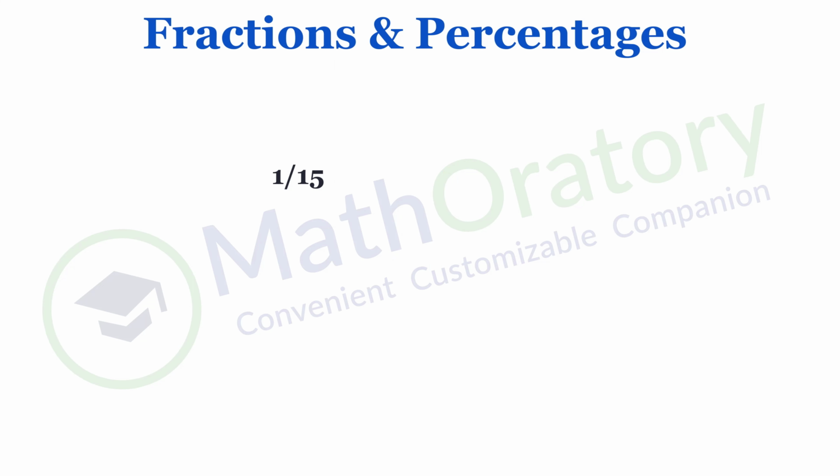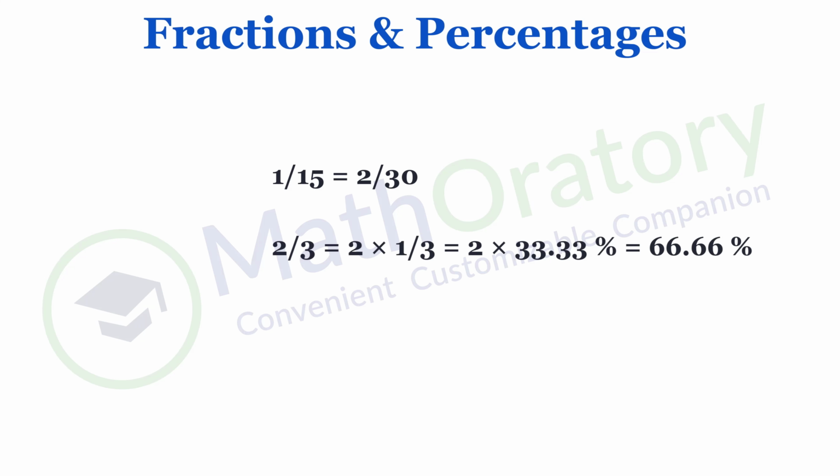What about 1 by, let's say, 15? देखो 1 by 15 ऊपर नीचे double कर दो. So what do you get? 2 by 30. 2/3 क्या होता है? 66.66. So 2 by 30 क्या होगा? One decimal shifted. So that is 6.66%. ठीक है. So you can calculate anything by 15 very easily.